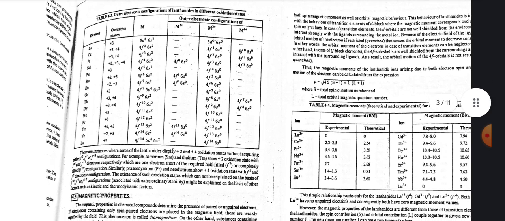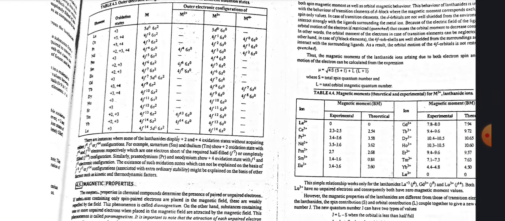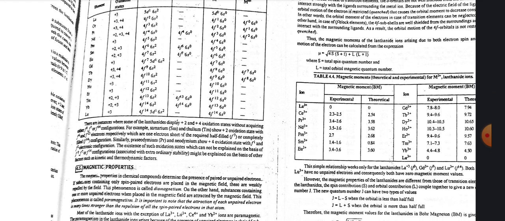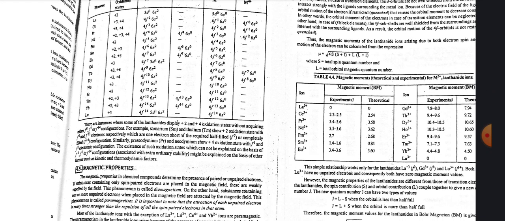In case of transition elements, the d orbitals are not well shielded from the environment and interact strongly with the ligands surrounding the metal. Because of the electric field of the ligands, the orbital motion of the electron is restricted. That causes the orbital moment to decrease considerably. In other words, the orbital moment of the electrons in case of transition elements can be neglected.